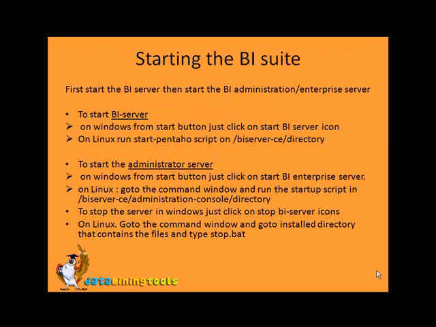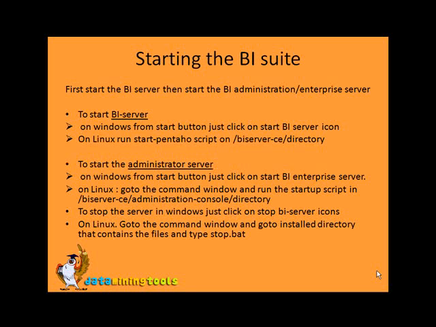So how do we start the BI Suite? Once we've installed completely, start first BI server and then the administrator server. So in order to start BI server on Windows, just click on the Start BI server icon. On Linux, we have to start by running the script start-pentaho in the BI server CE directory. Okay, in order to start administrator server on Windows, we just have to click on the icon start BI enterprise server. Whereas in Linux, we'll have to go to command window and run the startup script in BI server CE administration console directory.